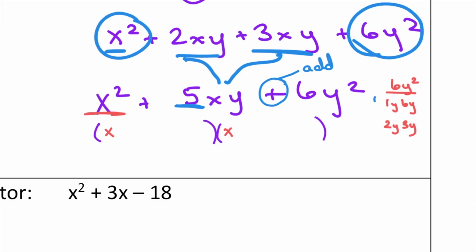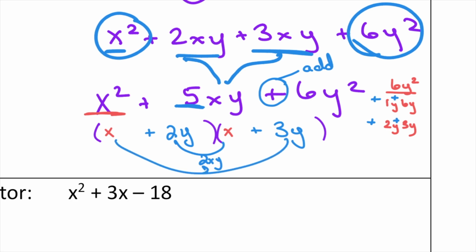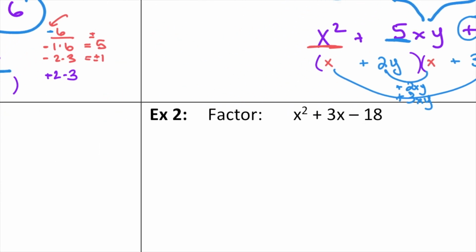So if I add 1 and 6, I don't get positive 5. But if I add 2 and 3, I get my positive 5. So this is positive 2y and positive 3y. Check your answers. Where are we going to check those middle terms? 2xy and 3xy. And 2 plus 3 add up to give me that 5 that I'm looking for.